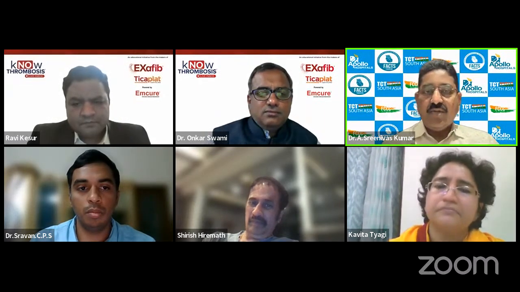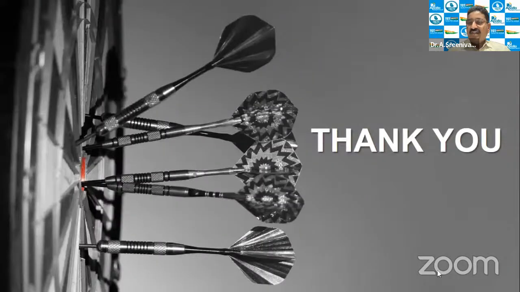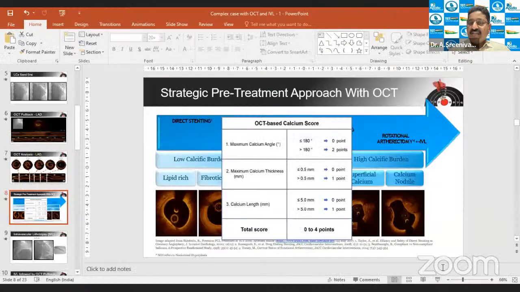Yes, sir. The algorithm which you showed, though the points and all are given, it stands to common sense, is it not? The thicker the calcium and the longer the calcium, the more difficult it is. So the worst calciums are thicker and longer calciums, where you want to use IVL. You have used rotational atherectomy plus IVL, no?